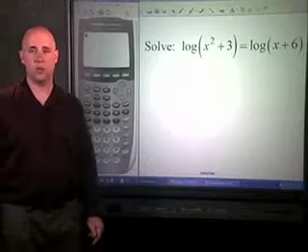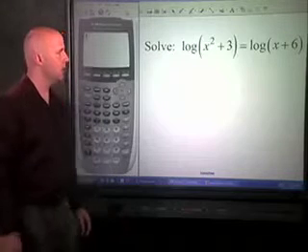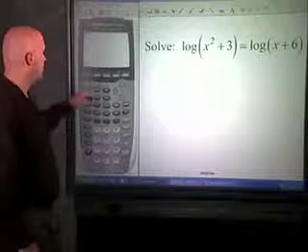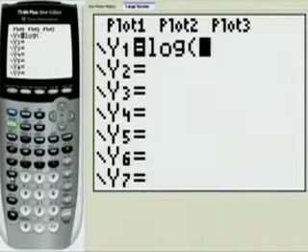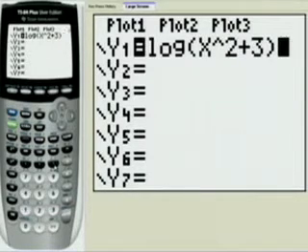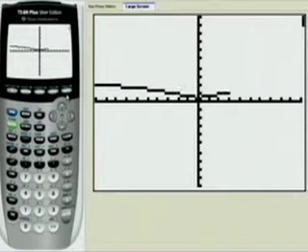Now that we've solved this equation algebraically, let's use our Smartboard interactive whiteboard to solve it using a graphing utility. To solve our equation, we notice that we have expressions on both sides of our equation. So we'll enter our left side at y1 and our right side at y2, and we'll look for intersection points. We go to our graphing calculator. In y1, we want to enter the left side, which is log base 10 of x squared plus 3. Close parentheses. And in y2, we enter the right side, which was log base 10 of x plus 6. Close parentheses. And we'll graph this using our standard viewing window, minus 10 to 10 in both directions.